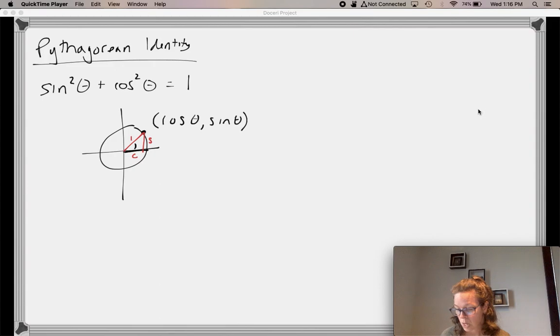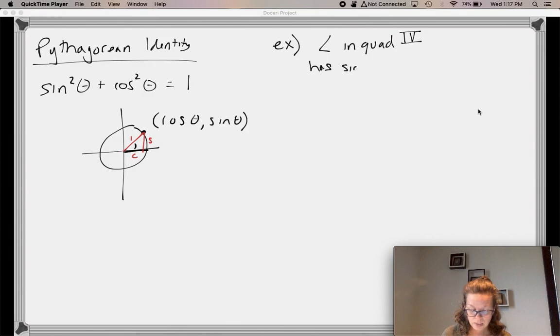So in your problems, you're going to have a problem that's going to say something like an angle in quadrant IV has sine of that angle as -4/5. And it's going to say then find the cosine of that angle. And that's what we want to solve for. Okay, so to do this, we're going to draw a picture.